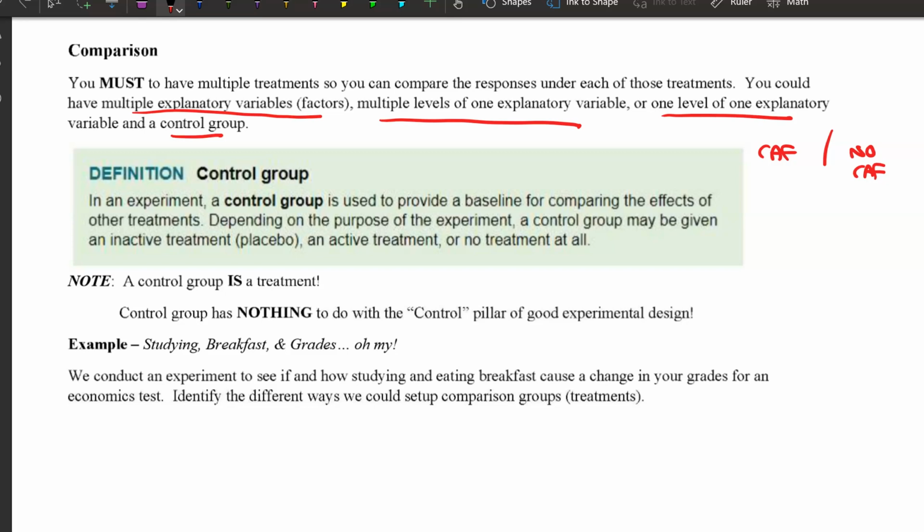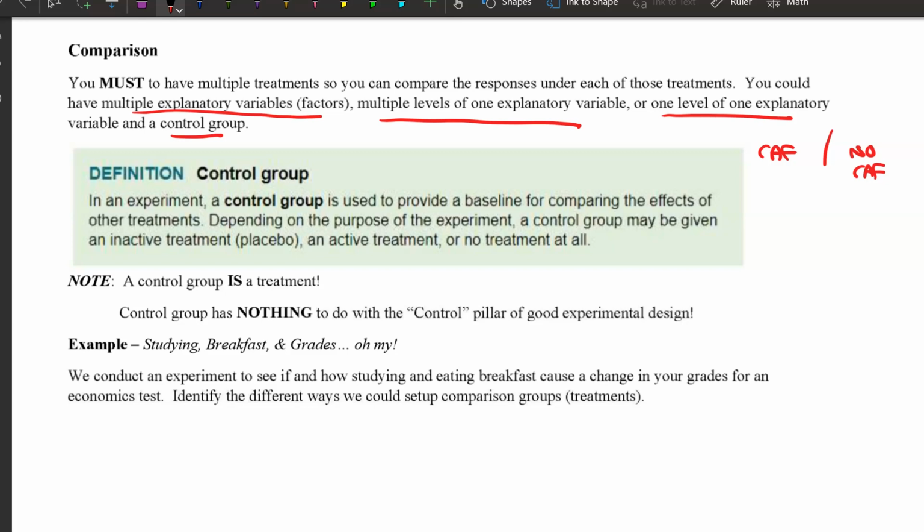Depending on the purpose of the experiment, a control group may be given an inactive treatment, such as a placebo, an active treatment, or no treatment at all. So I think we're going to talk about placebo later, but you guys probably know what a placebo is. But a control group, basically, it's like the status quo. Like we're imposing caffeine on some groups, and we're not going to give any caffeine to the other group. Okay.